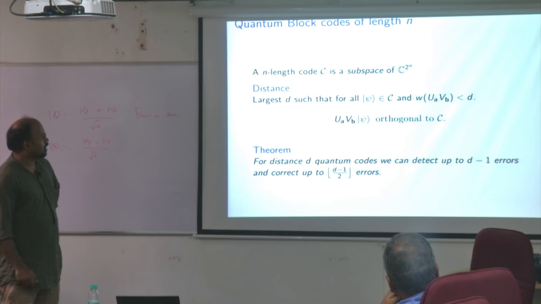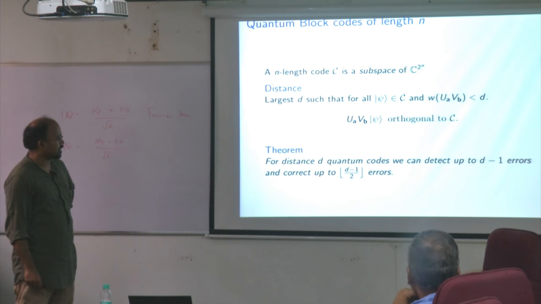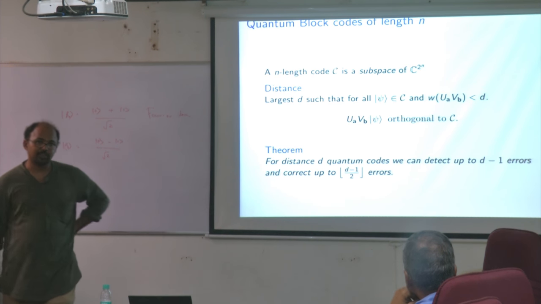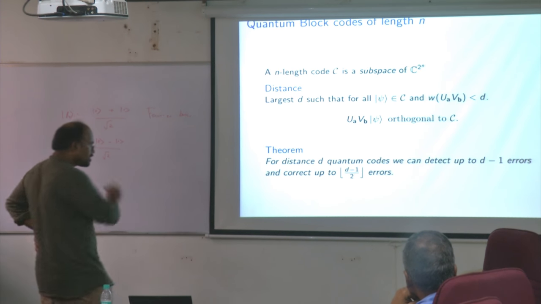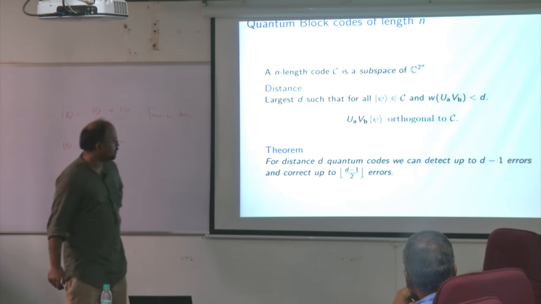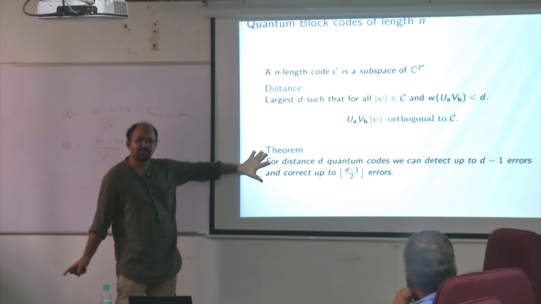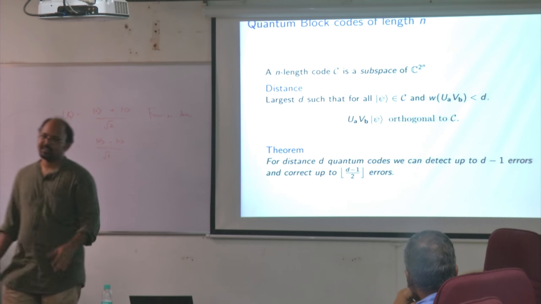So once you define distance this way, then you can do exactly the same theorem which you have for the classical setting, meaning that if you have a code of distance d, then you can detect up to d-1 errors, and you can correct up to (d-1)/2 errors. This theorem in the quantum setting is called the Knill-Laflamme theorem. But essentially it is the same theorem which you had for classical, provided you define the notions correctly.